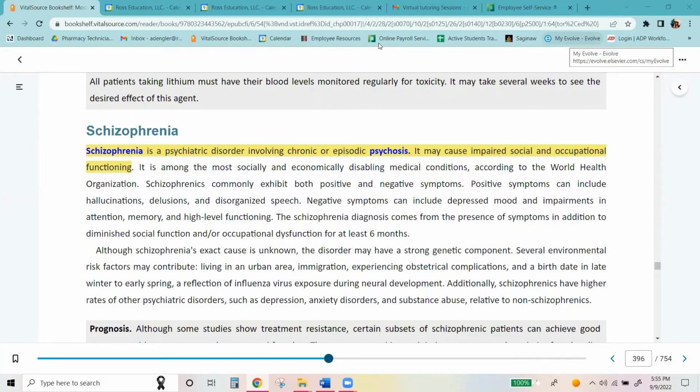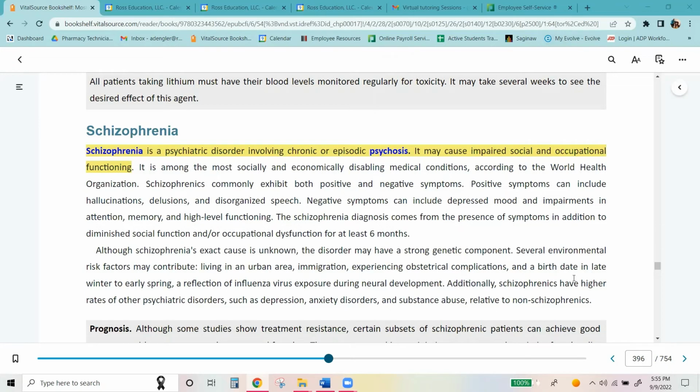Schizophrenia is a psychiatric disorder involving chronic or episodic psychosis. It can cause impaired social and occupational functioning. Schizophrenics commonly exhibit both positive and negative symptoms. Positive symptoms can include hallucinations, delusions, and disorganized speech. Negative symptoms can include depressed mood and impairments in attention, memory, and high-level functioning. The schizophrenia diagnosis comes from the presence of symptoms in addition to diminished social function and/or occupational dysfunction for at least 6 months.